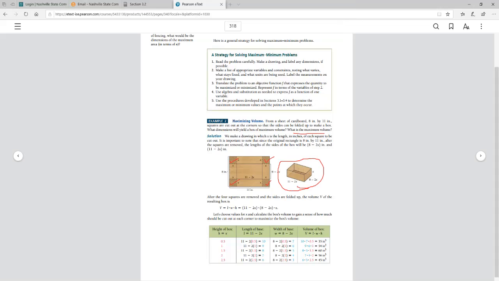Well, once you cut the squares out and fold the ends together, notice that you have a length of 11 minus 2x, you have a width of 8 minus 2x, and the height of the box is x.